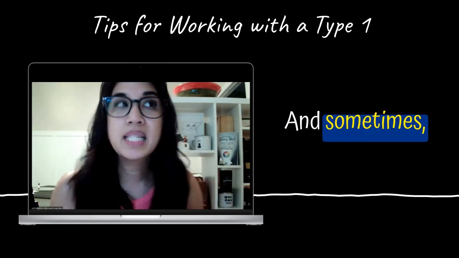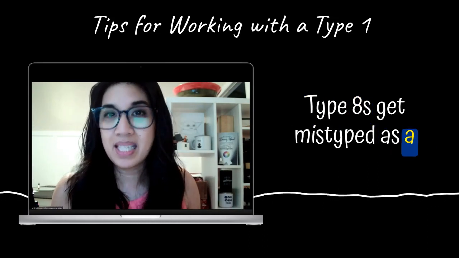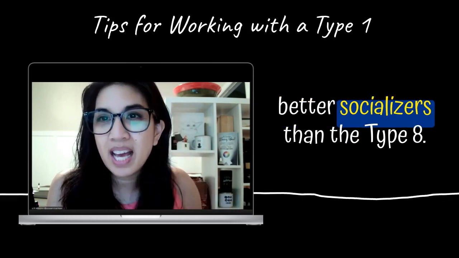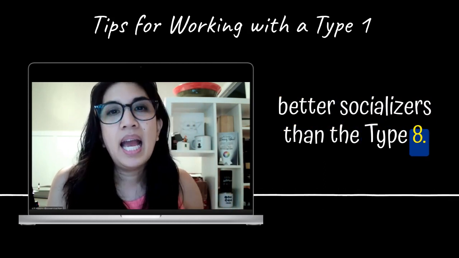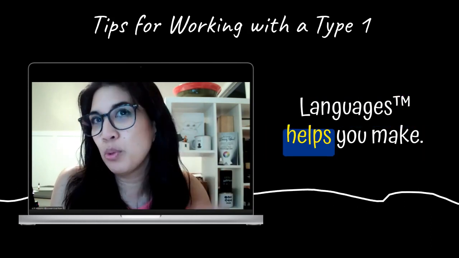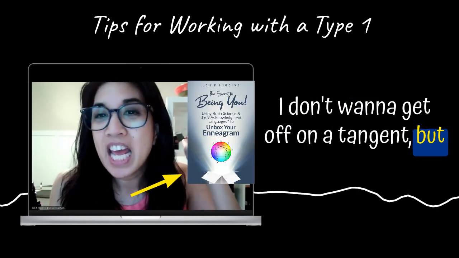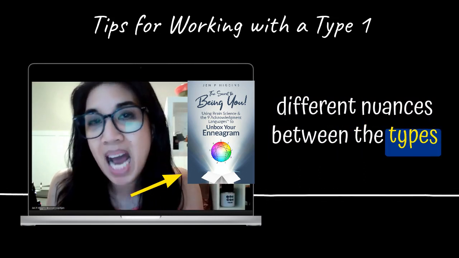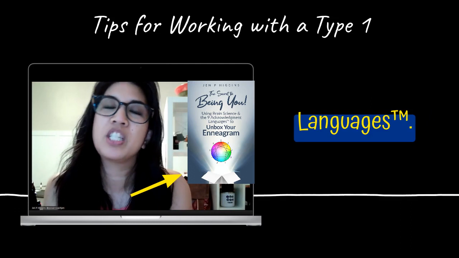And sometimes type 8s get mistyped as a type 1. But in general, type 1s are better socializers than the type 8. And this is one of the distinctions that the 9 acknowledgement languages helps you make. I don't want to get off on a tangent, but check out my book if you want to really understand the different nuances between the types based on their 9 acknowledgement languages.